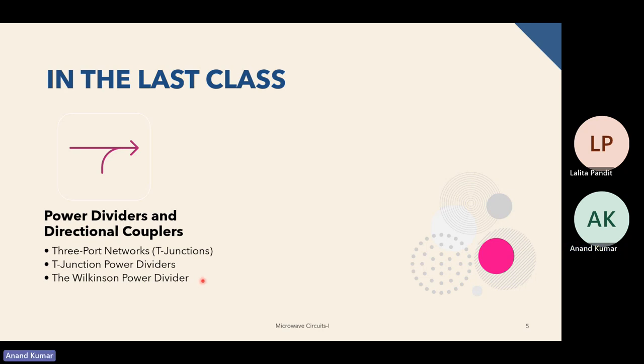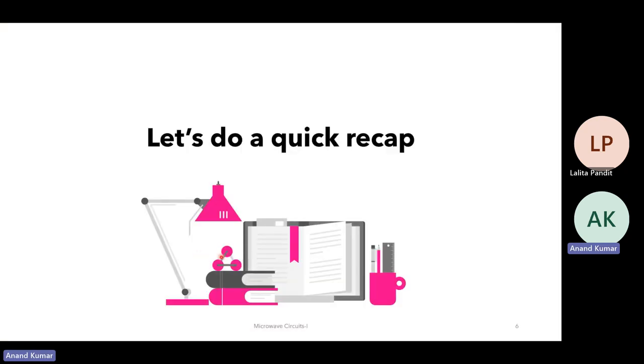What did I just miss? No, it's like... Yeah, so let's just do a quick revision, and then we'll start with the Wilkinson power divider and discuss it in detail.